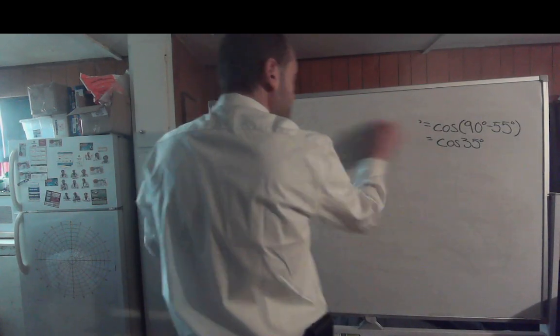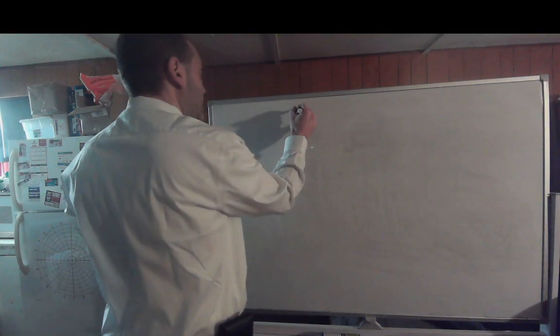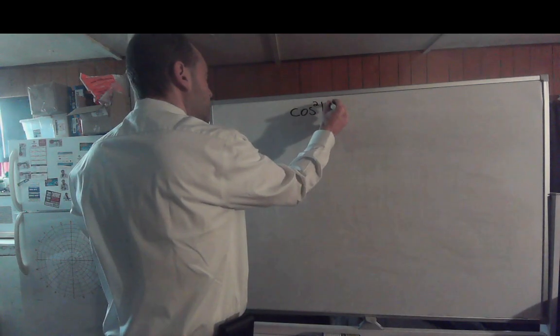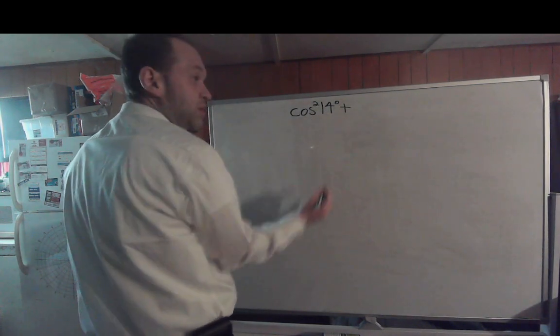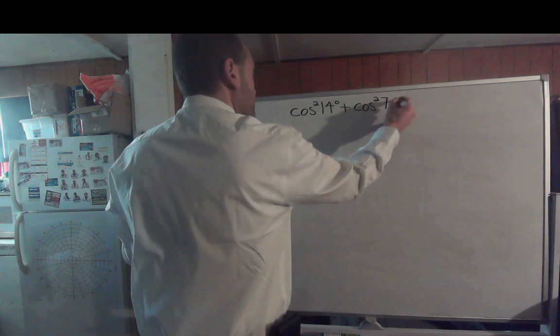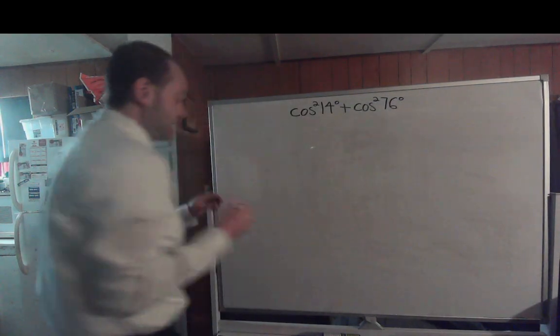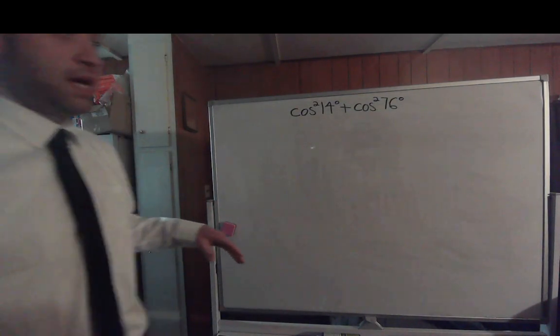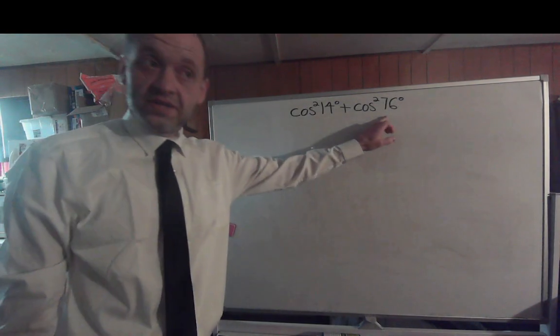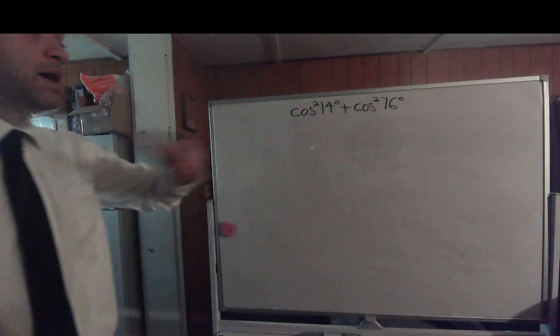So understanding your periodic and Pythagorean identities are absolutely critical. A similar problem, we have the cosine squared of 14 degrees plus the cosine squared of 76 degrees. Well, okay, we have 14 and 76. We know together that 14 and 76 add up to 90.